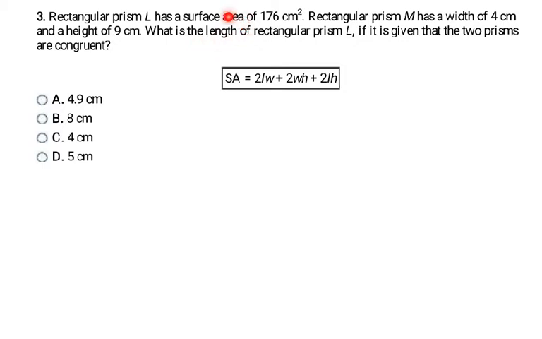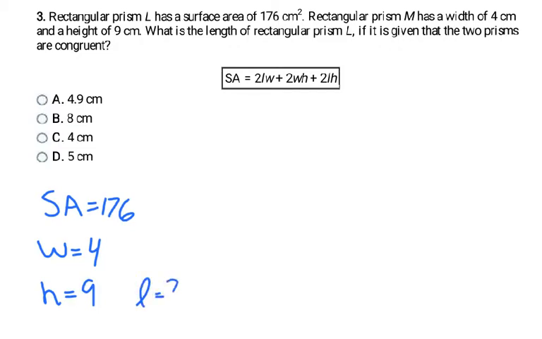So it wants to know what is the length. That means I'm going to fill in everything I was given into this formula to see if I can then solve for length. I'm going to make it a little easier and list it out. They told me that the surface area is 176, that the width is 4 and the height is 9, and it's looking for the length. So I'm going to go ahead and substitute that in.